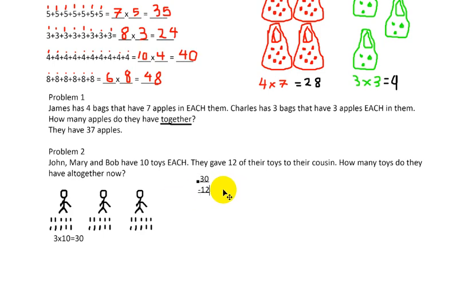We should remember how to do the subtraction. I say 0 can take away 2. I can't do it, so I borrow. 10 take away 2 makes 8. And then I return what I borrowed to the 1, which makes it 2. And I say 3 take away 2 makes 1. So they're left with 18 toys. And my answer should be they have 18 toys left.